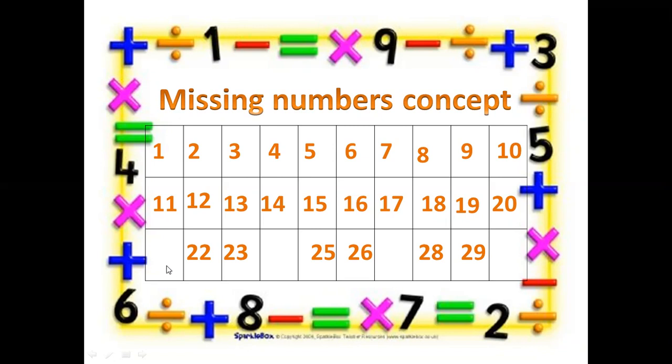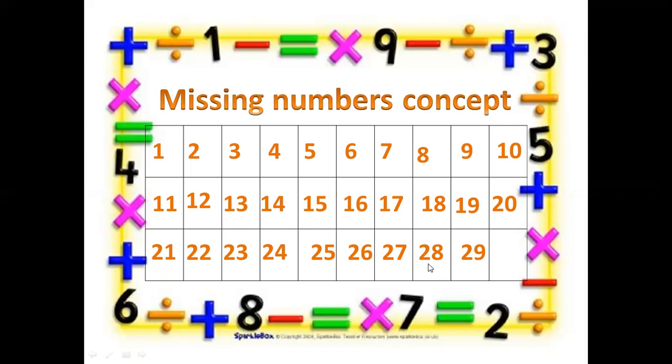So what will come after 20? 21. After 21, 22, 23. Again after 23, the number is missing. Fill it. How will you fill it? Yes, 24. After 24, 25. And after 25, 26. And after 26, the correct number is 27. Well done. 27.